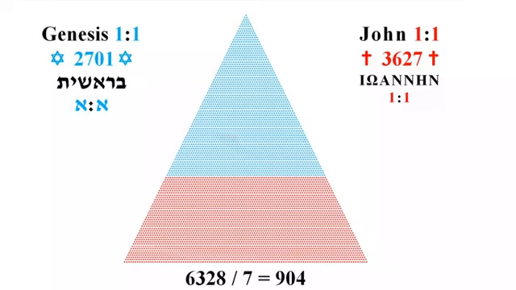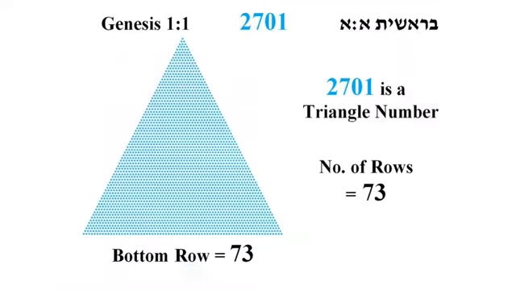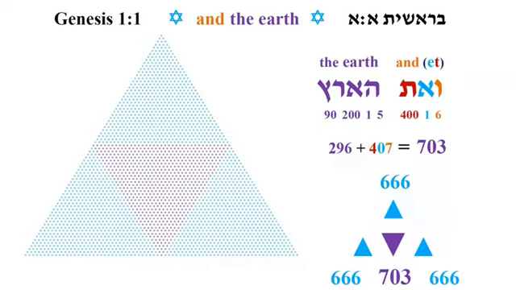Okay, again, remember 2701 is the whole triangle. That's the whole Genesis 1:1. If I take just the last 2 words, va'et haaretz, va'et is "and et," haaretz is "the earth." Va'et is 407. Haaretz is 296. Together they add up to 703. If I make 703 dots, 703 is a triangle number.